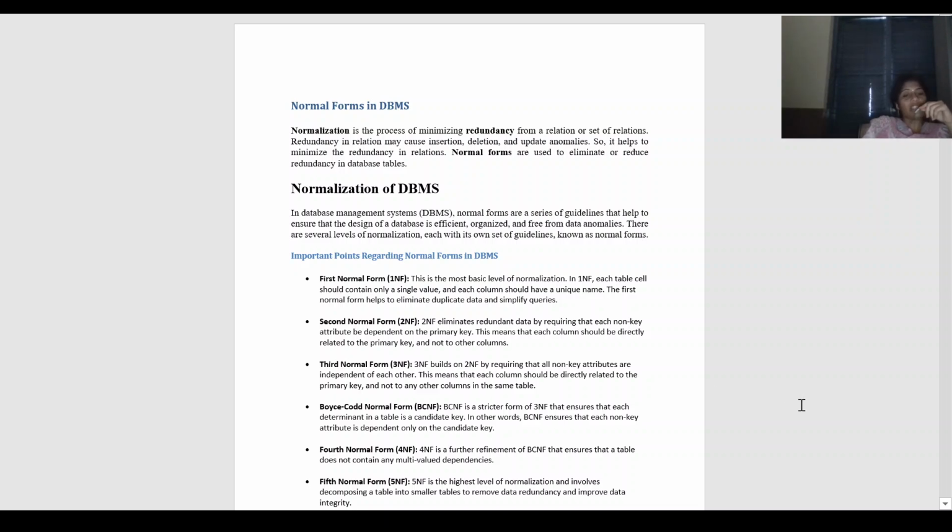Coming to the last normal form, that is fifth normal form. Fifth normal form is the highest level of normalization and involves decomposing a table into smaller tables to remove data redundancy and improve data integrity.